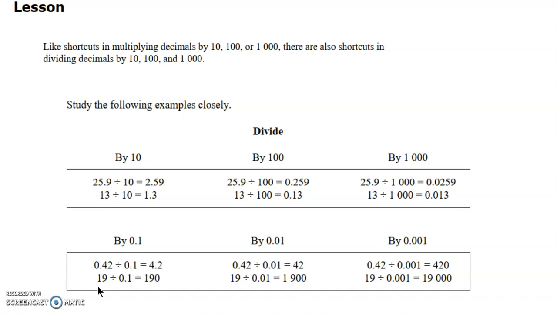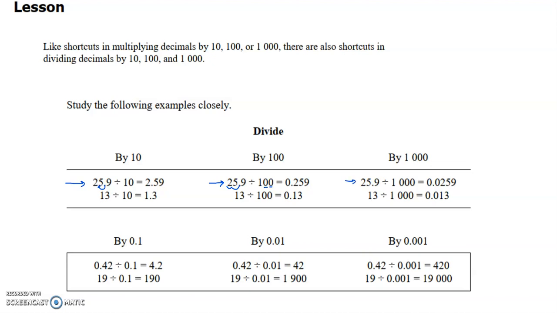If we take a look at our first one here, 25.9 divided by 10, we can see that the decimal is now moving over to the left. So we're making the number smaller, therefore our decimal has to move to the left. If we're dividing by 100, that means we're moving 2 decimal places to the left. So we'll end up with 0.259.